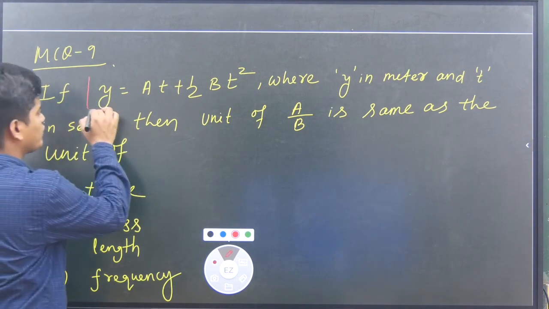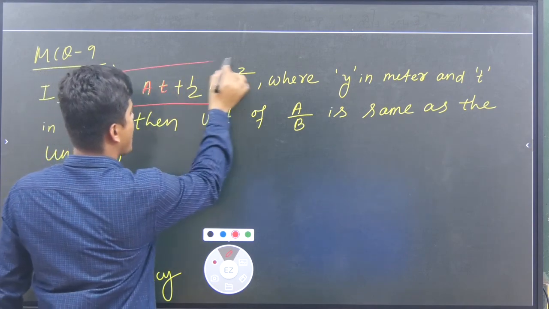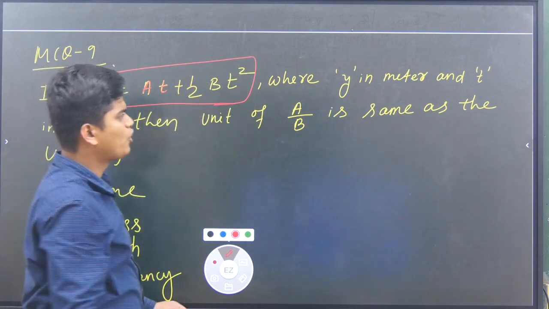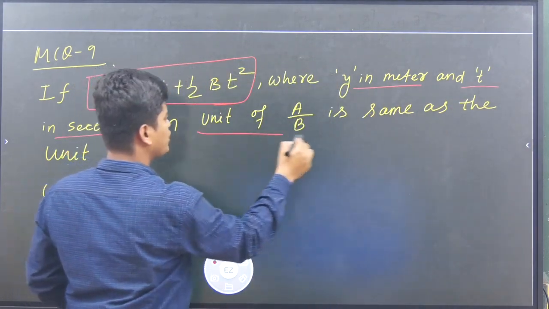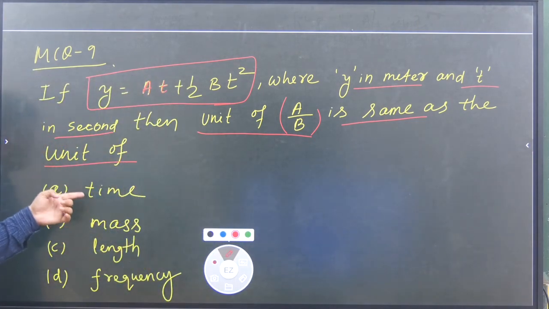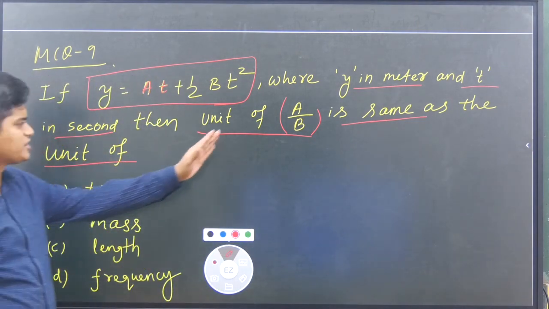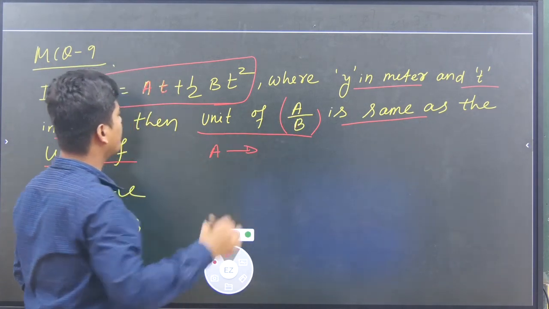Here it is telling y equal to at plus half bt square, where y is in meter and t is in second. Then the unit of a by b is the same as the unit of what? Time, mass, length, frequency. So first understand what is the unit of a, the unit of b, and then understand what is a by b. So what is the unit of a?